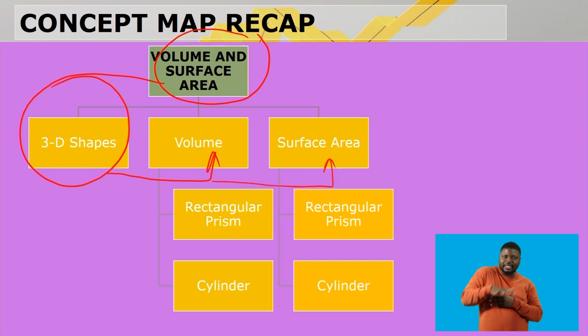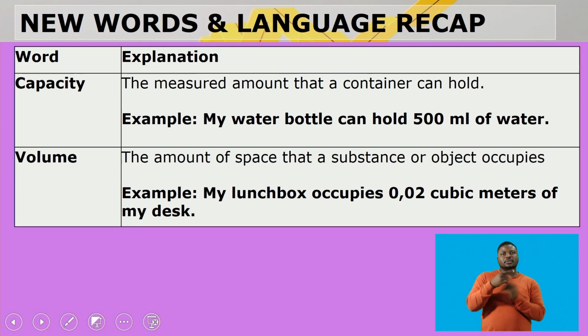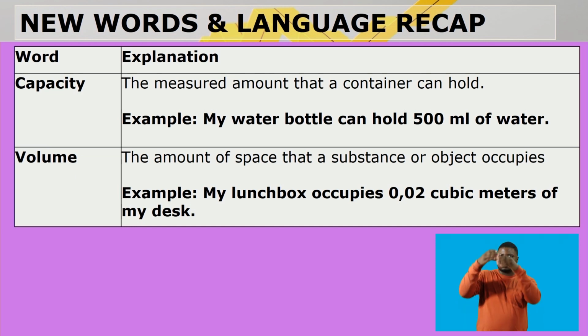Remember, volume is cubic units and surface area is units squared, square units. So the new words that we learned today were capacity, the measured amount that a container can hold. For example, my water bottle can hold 500 milliliters of water. Volume, the amount of space a substance or object occupies. Example, my lunchbox occupies 0.02 cubic meters of my desk.